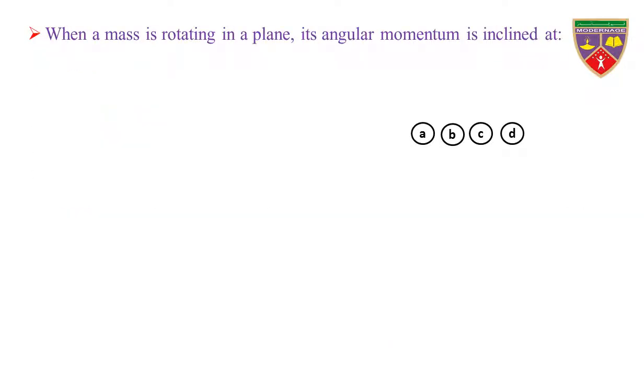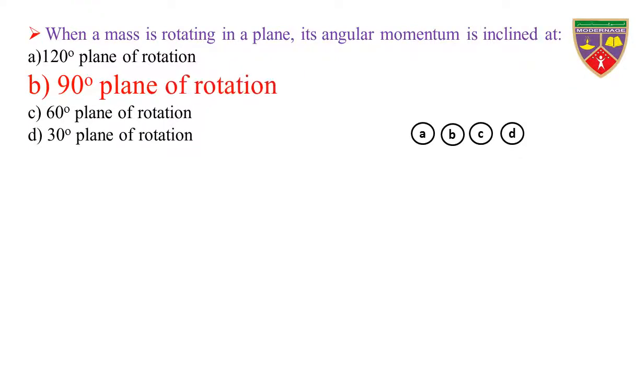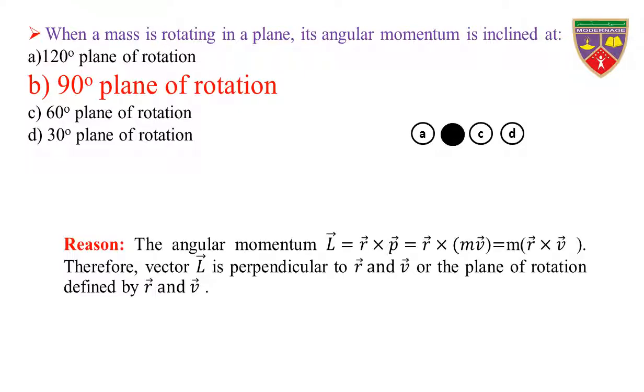When a mass is rotating in a plane, its angular momentum is inclined at option A 120-degree plane of rotation, option B 90-degree plane of rotation, option C 60-degree plane of rotation, option D 30-degree plane of rotation. The key is 90-degree plane of rotation. Therefore, the correct option is B.